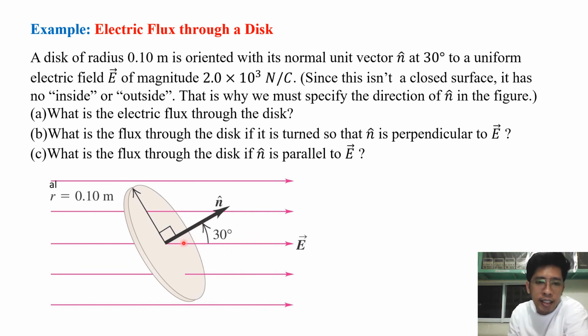Now here, your n hat is specified to be this one because, as I said earlier, there are two possible n hat directions for this one. One is this one here, and the other is below this one. So you're asked the following items. A, what is the electric flux through the disk? B, what is the flux through the disk if it is turned so that n hat is perpendicular to E? And C, what is the flux through the disk if n hat is parallel to E? So we're going to turn your disk perpendicular and parallel to E.